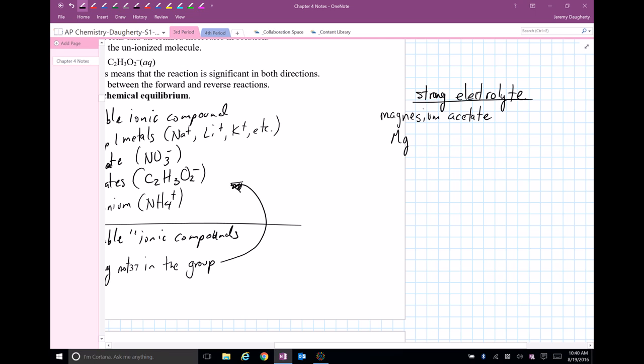Here, let me pull down the periodic table. So here's magnesium, 2 plus. Okay, so magnesium is 2 plus. Acetate is C2H3O2 with a 1 minus charge. So what's the formula when those two combine? How many magnesiums? 1. How many acetates? 2.